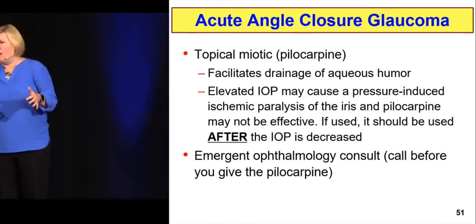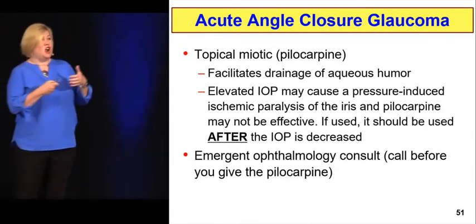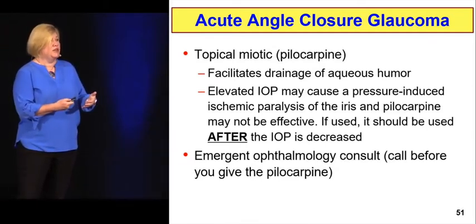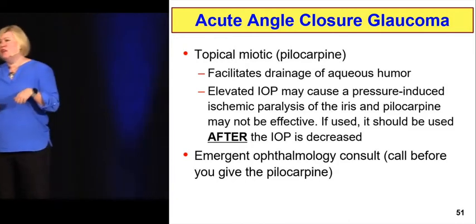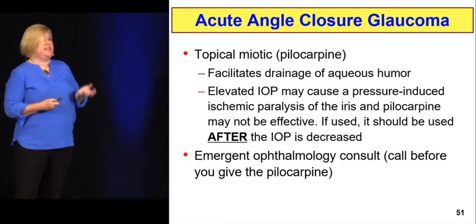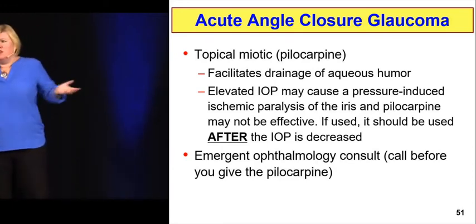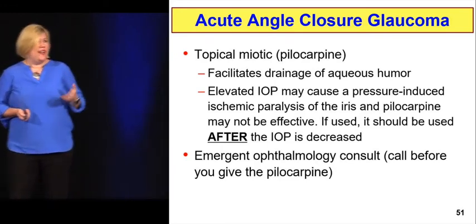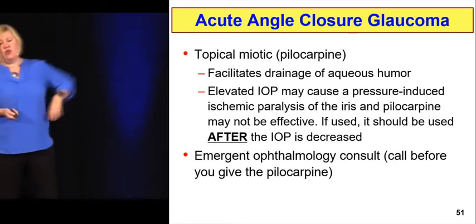So you want to call your ophthalmologist emergently. This is definitely vision threatening. And if your agents aren't working to bring down that intraocular pressure, there is something that the ophthalmologist can do that you can't do. They can actually do a paracentesis to pull out some of that fluid, which is something that we don't do. But that is something they can do if these medications are going to fail.